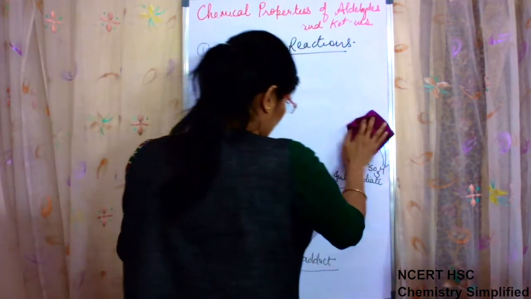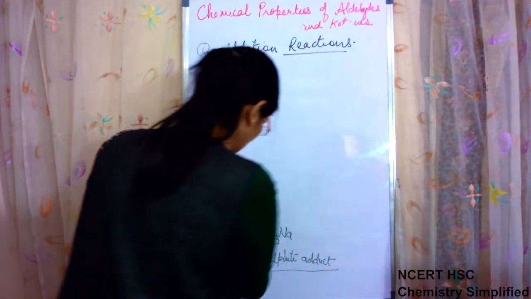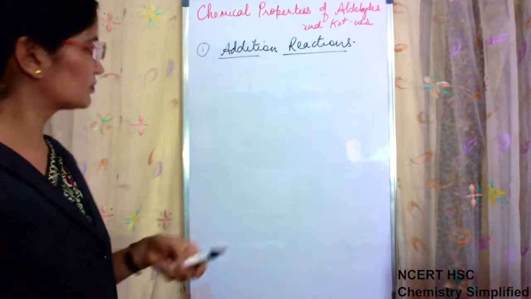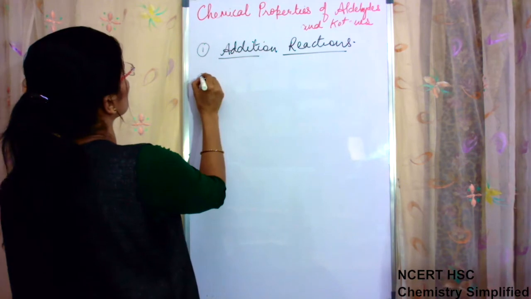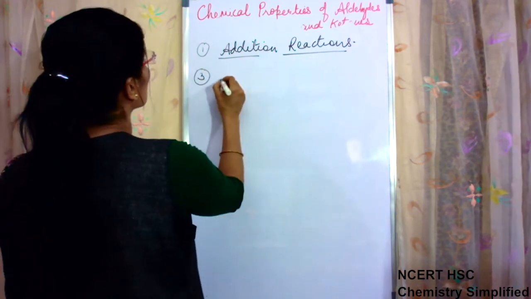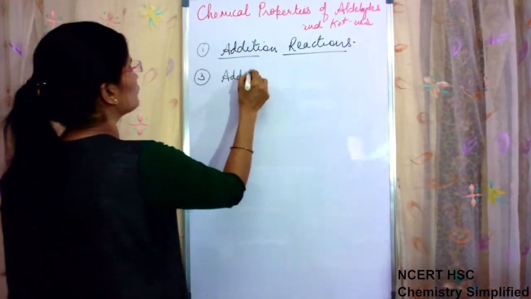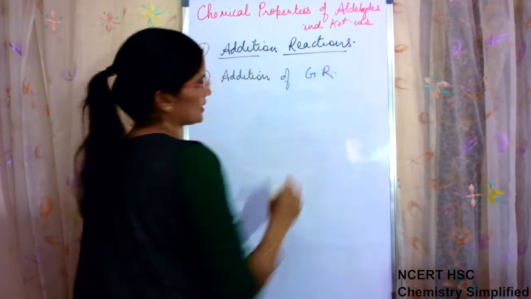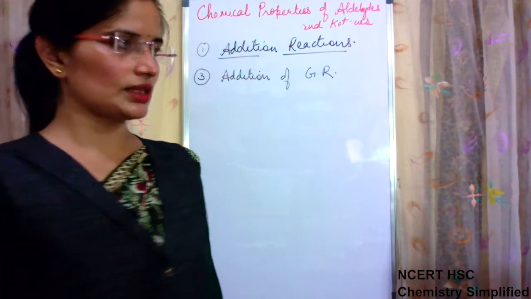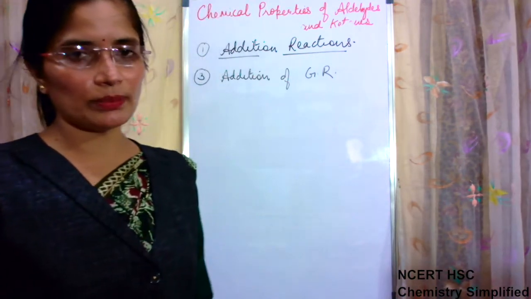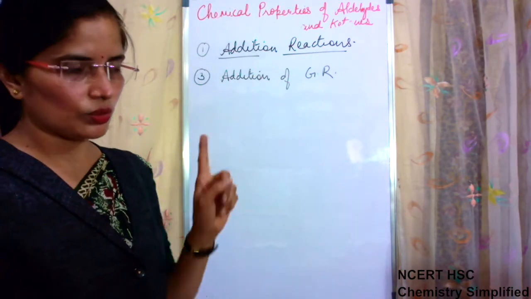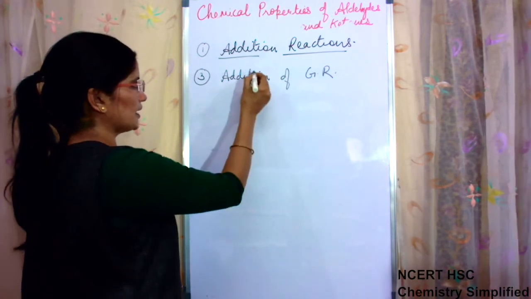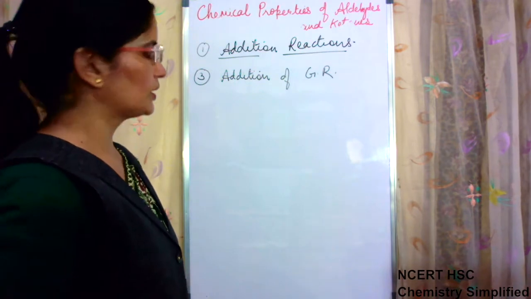Third reaction, third addition type reaction. Third addition reaction is addition of Grignard reagent. This reaction is already done by us in the previous chapter when we were doing preparation of alcohols. So only one reaction I will write. We had written three reactions, if you remember. No?